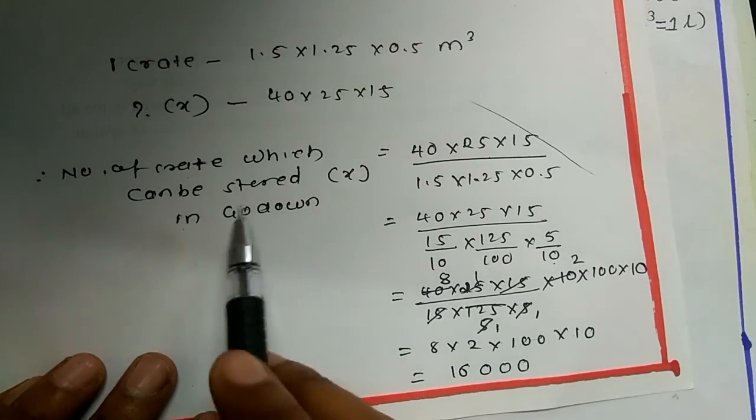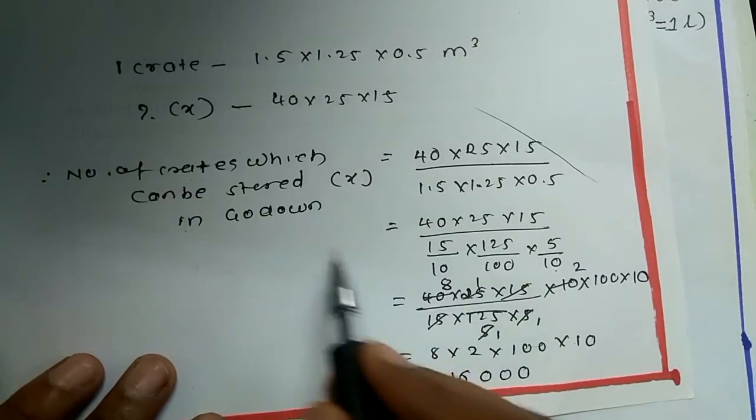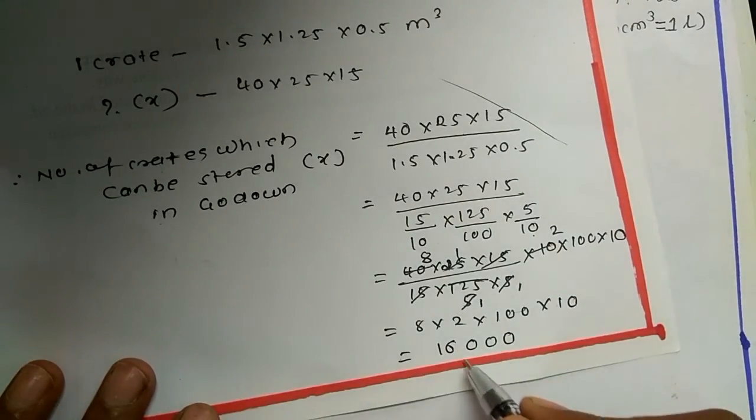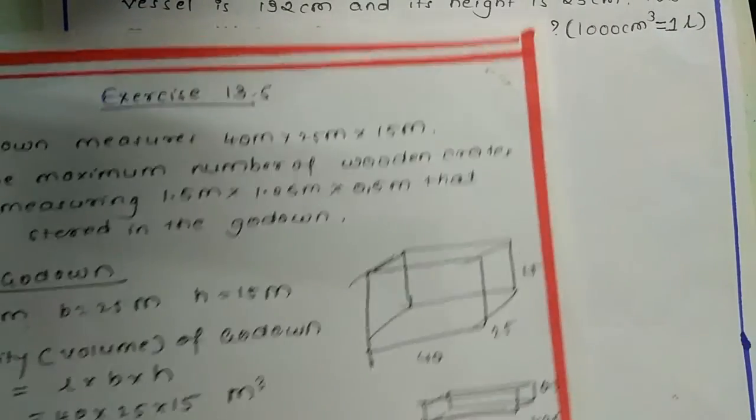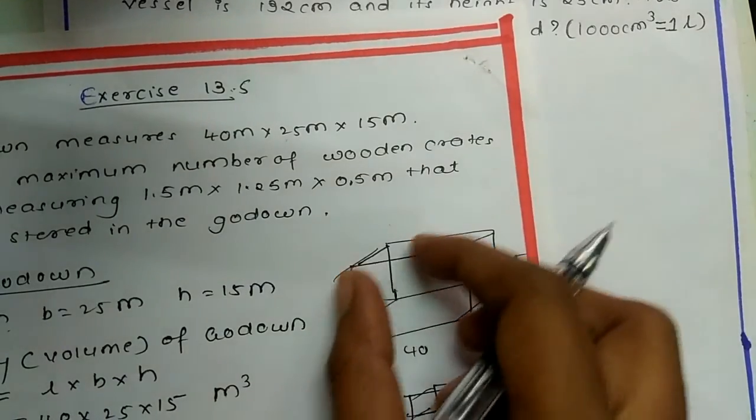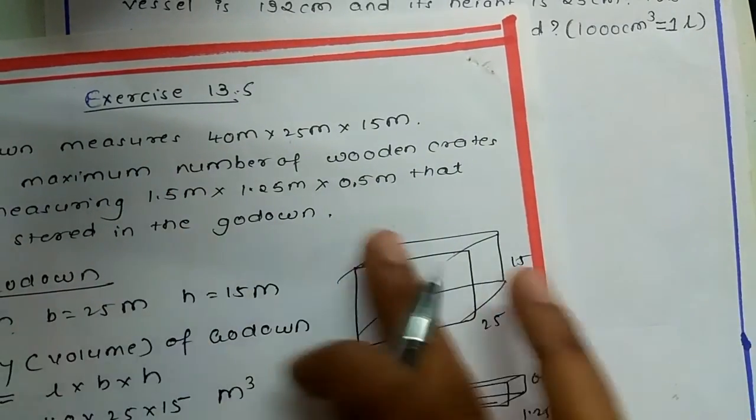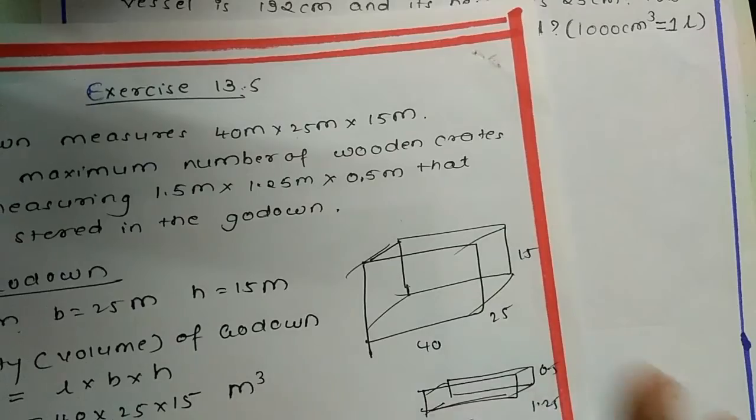So the number of crates which can be stored in the godown is 16,000. It means 16,000 crates can be stored. It is asked for the maximum, so a maximum of 16,000 crates you can store in this godown.